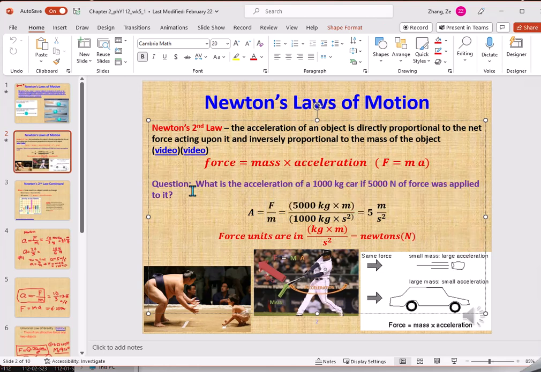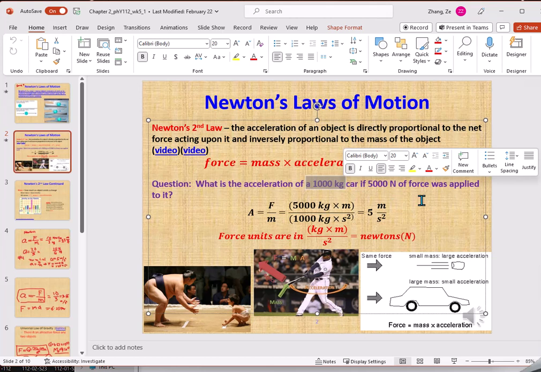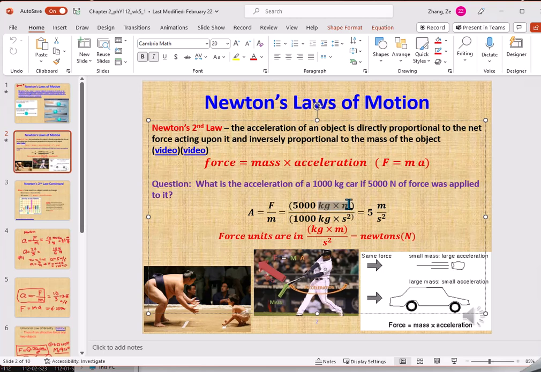So now here's the example, all right? What is the acceleration of a 1 kilogram car if the force is 5,000 newtons? The force is in units of newtons, which means this much force is applied on this car, which has this mass. What is the acceleration? Well, put it in the formula. Force 5,000 newtons. Then you have 5 meters per second squared. That's straightforward. Force units are newtons.